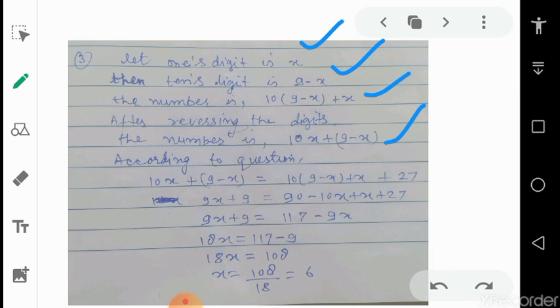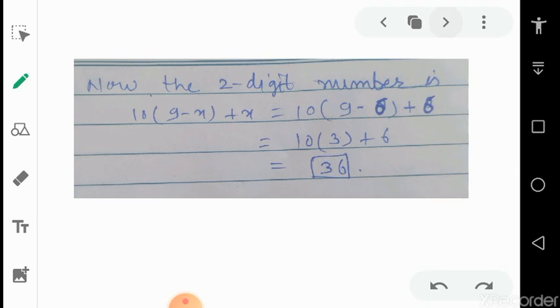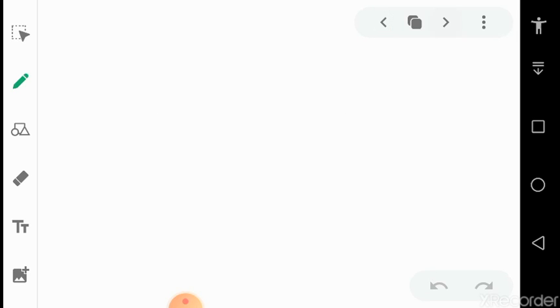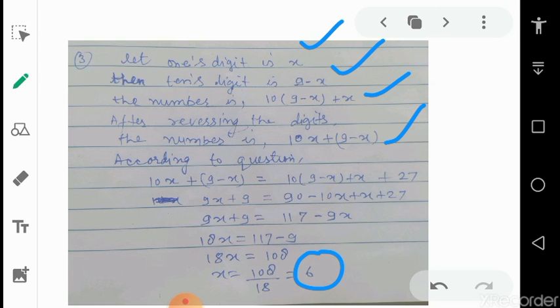Now if we want to balance this, on the left hand side we have 9x plus 9, and on the right hand side 90 minus 10x plus x plus 27. Simplifying this step by step, we get x equal to 6. Okay, by using basic arithmetic and BODMAS rules. So we have x equals 6. Now this is the time to find the number, as the number was, see here, our number is this one.